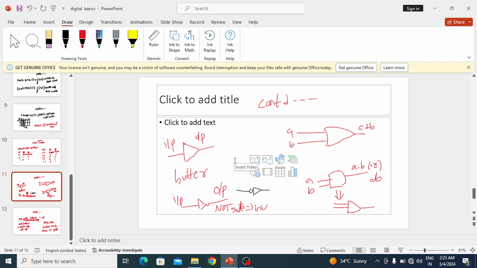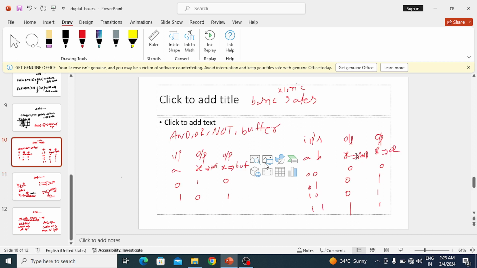Here we can see the symbols. The AND gate performs multiplication, Boolean multiplication. The Boolean multiplication rules are almost the same as arithmetic multiplication rules. The OR gate performs addition, Boolean addition, but not arithmetic addition. Arithmetic addition is different, Boolean addition is different. The addition symbol is represented by plus, and multiplication by a dot or space.